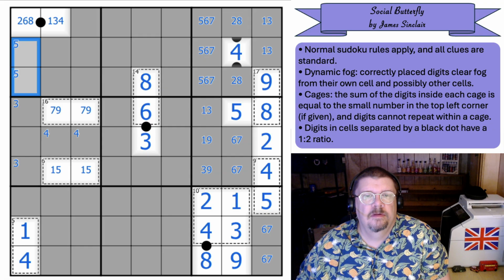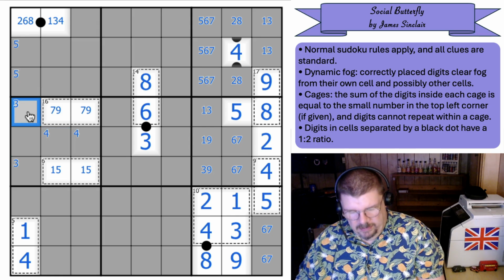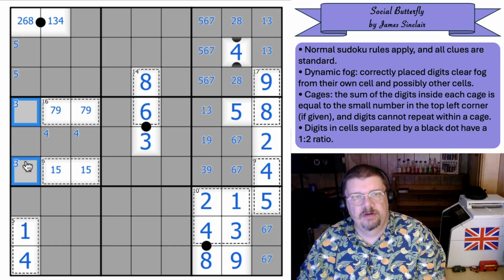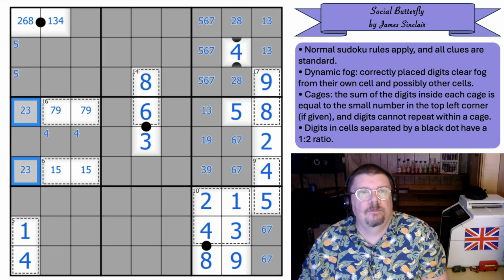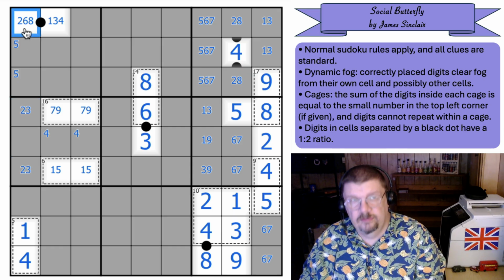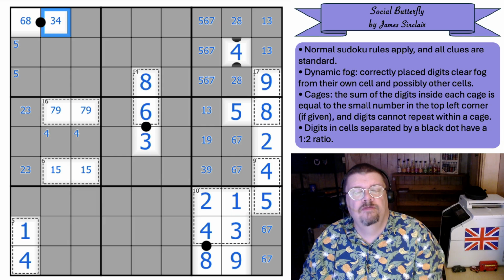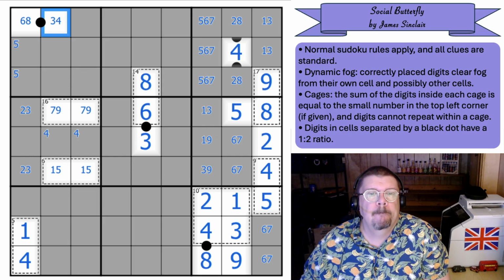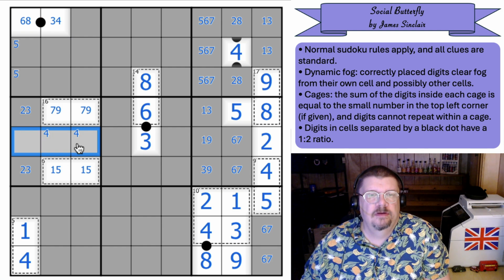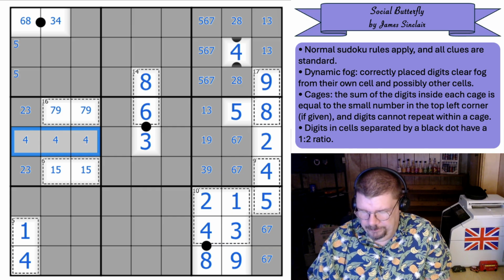This 2 is looking across here. This is a 2-3 pair now. That eliminates 2 from there, which eliminates 1 from there. So we've got a 2-3 pair, a 1-5 pair, and a 7-9 pair. So we've got 4, 6, and 8 in here.